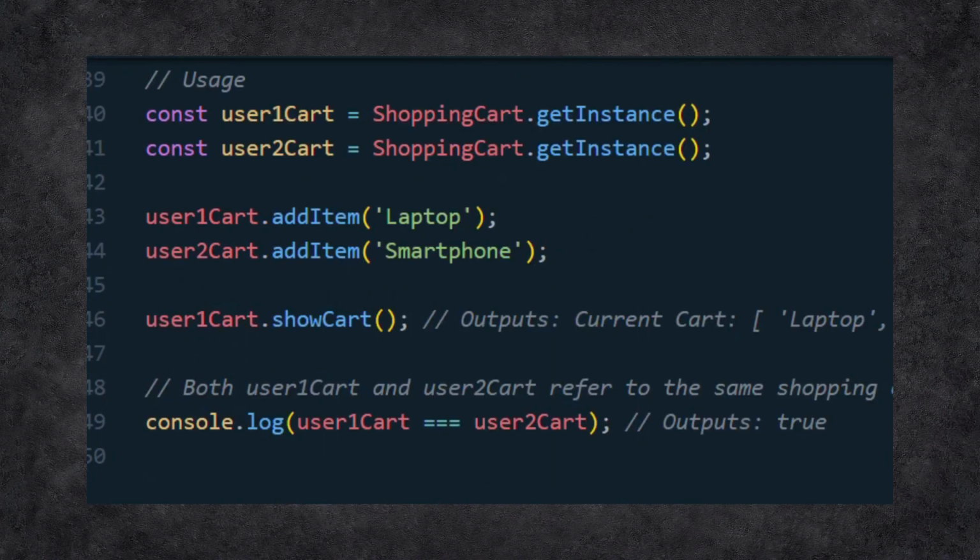In the usage section, we demonstrate how to use the singleton pattern. Both user1cart and user2cart are obtained using shoppingCart.getInstance. This ensures that they both refer to the same shopping cart instance. We then add items to user1cart and user2cart, showing that they share the same cart instance. And finally, we confirm this by checking if user1cart and user2cart are equal, which will be true.